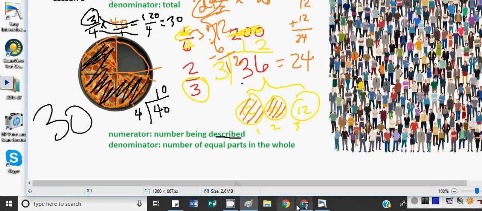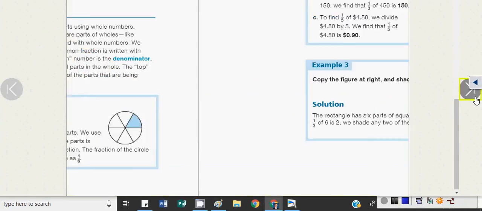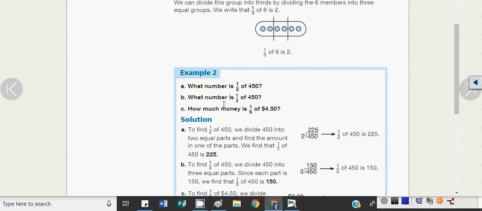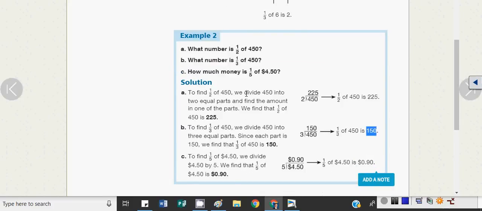Let's apply it to a couple more from the book. They would like us to be able to say what number is a half of 450. They say divide 450 into 2 equal parts, then find the amount in one of the parts. So 450 divided by 2 is 225. We only need 1/2, so we stick with 225. How about 1/3? Divided into 3 parts, and that's just one part that we need, 150. 1/5, so it's easy when your numerator is 1, because then we're just dividing by the denominator and calling it our answer.